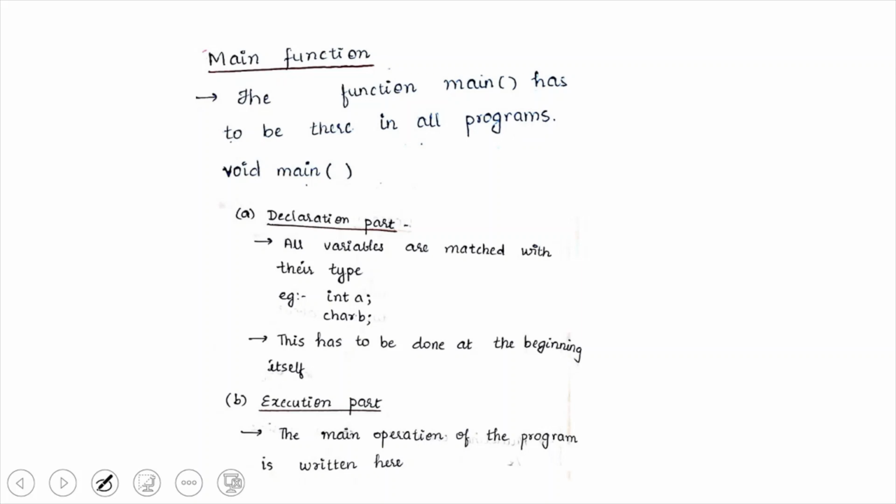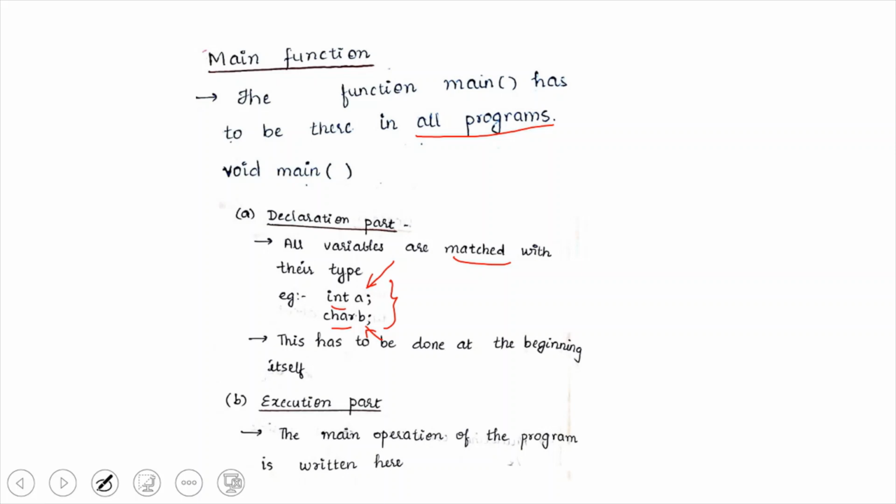Next we have the main function. It is actually present in all the programs and it consists of two main parts. One is the declaration part where we will declare the various variables that we are going to use. For example, here A is a variable and it is of type integer. Here B is a variable which is of type character. That is, it can store one character and A can store one integer value. So these variables have to be matched with their type and this is called declaration, and this has to be done at the beginning of the program itself.